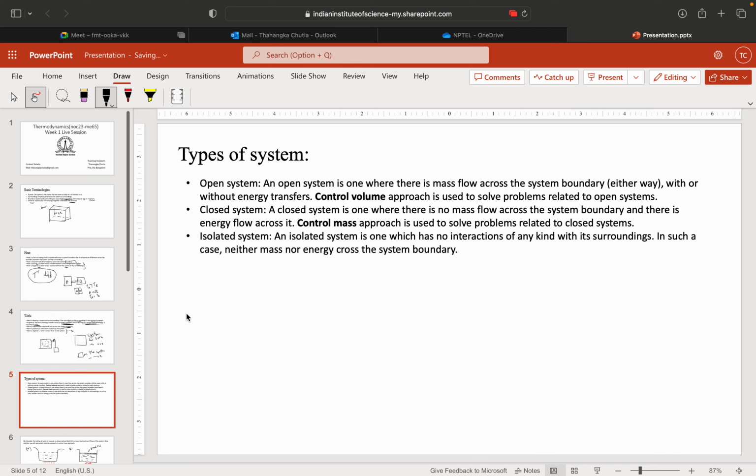Now the first type of system that we have is the open system. The open system is one where mass flow across the system boundary takes place. There may or may not be energy transfer, but mass flow is a must. For example, suppose this is my system. How can I say that this is my system? Because of this boundary which I am talking about. This will be very clear when I come back to it while solving the problems.